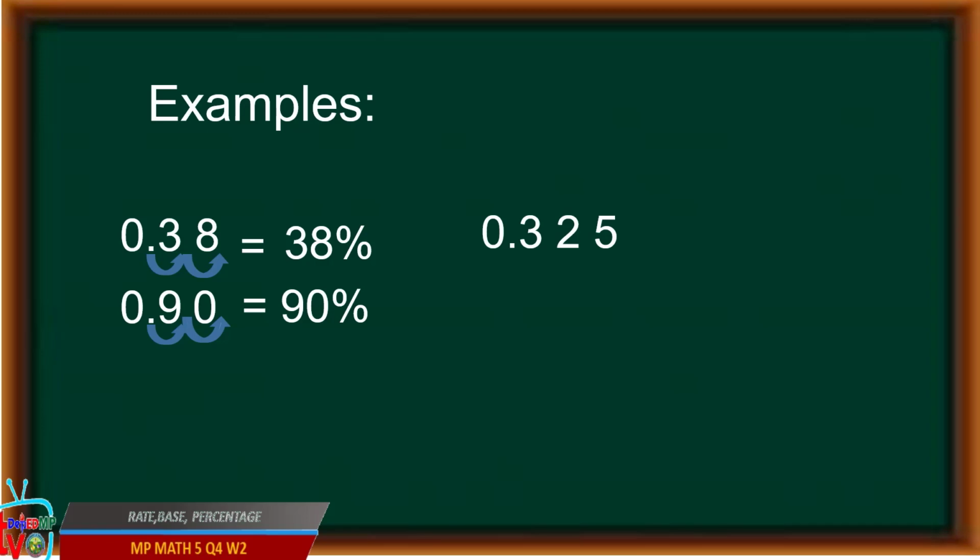Another one, 325 thousandths. We're going to move the decimal point 2 places to the right. Again, we have 1, 2. So the decimal point should be between 2 and 5. So we have 32.5%.